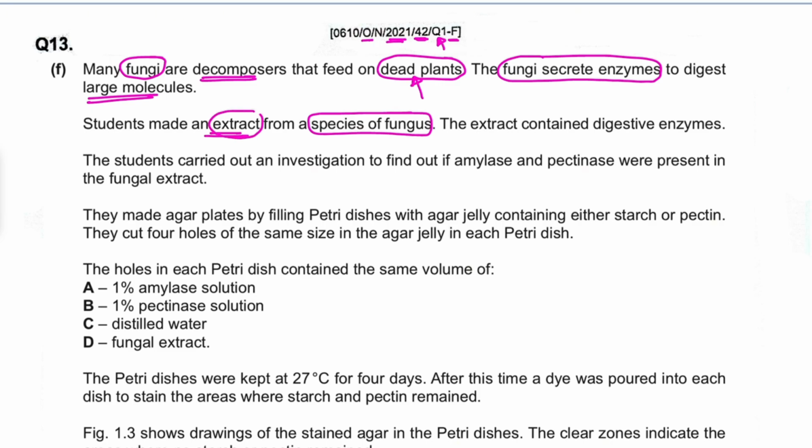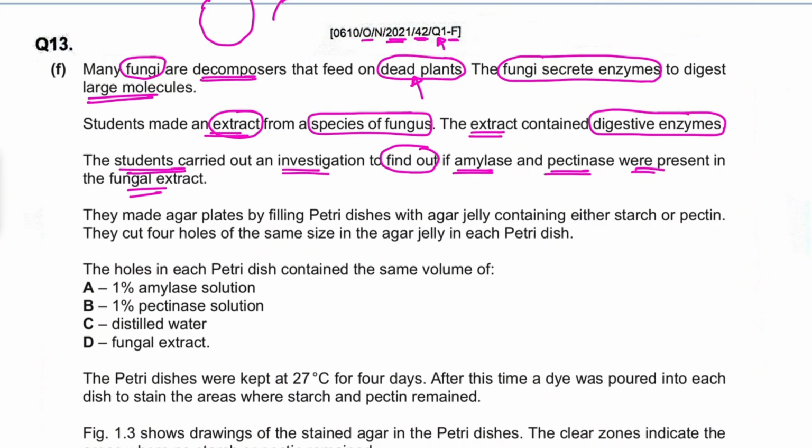So they are making an extract out of it, and this extract from the fungi would have some digestive enzymes. Now, what the student is trying to investigate is whether amylase and pectinase are present in the fungal extract. So we would need to take some petri dishes. In one of the petri dishes, we would add the starch.